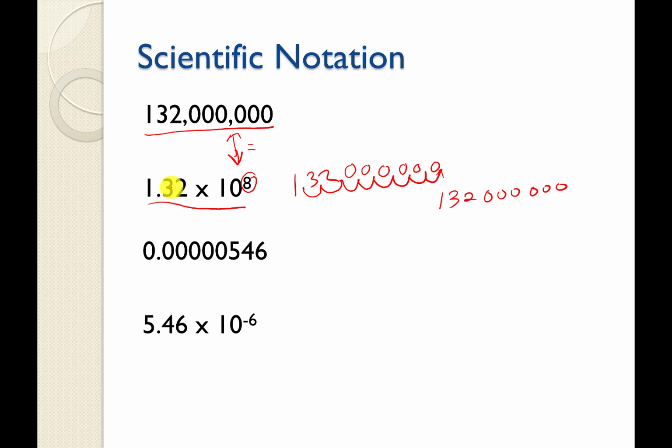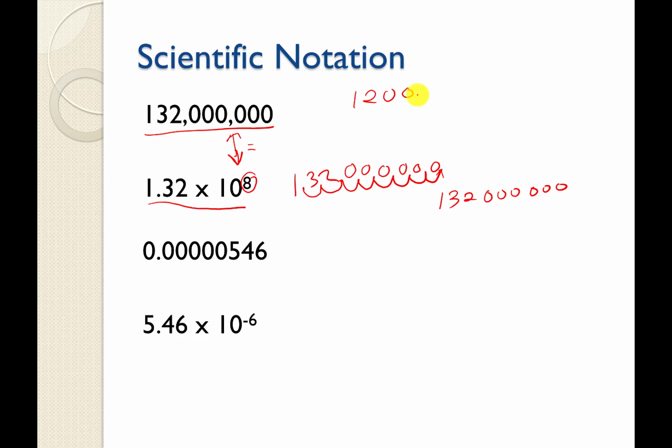Now let me show you one more example, because we just showed how to go from scientific notation to the original number. Let's see how we go from the original number to scientific notation. Let's use a different example. We're going to keep it pretty simple. Let's just use 1200. Now we want to write this in scientific notation.